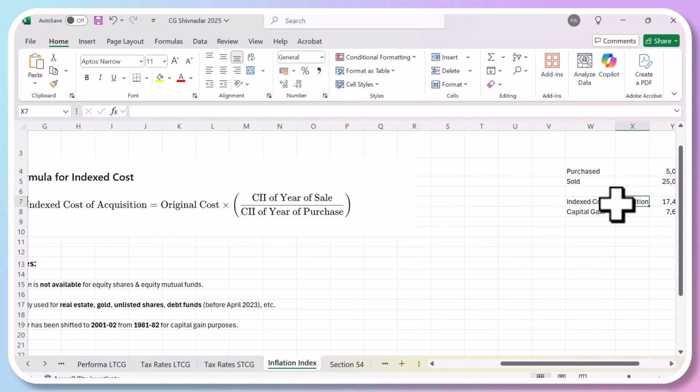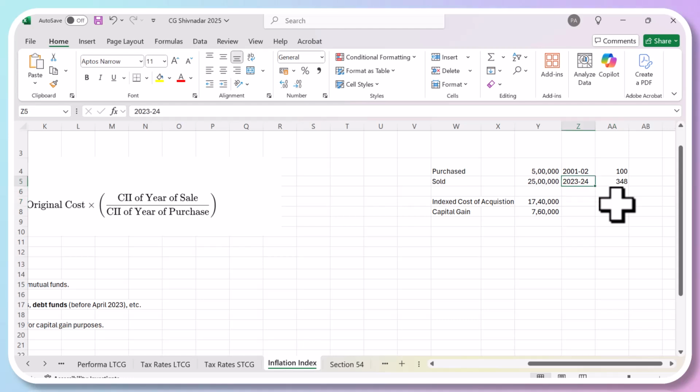Okay. So you bought the land at 5 lakh rupees and sold it for 25 lakhs, after 22 years. So normally your capital gain would have been 20 lakhs. But the government says that you don't have to pay tax on the 20 lakh rupees, which is the difference between the two. You have to calculate the index cost of acquisition. That means you're going to see the index at both the times. So in 2001, the index was 100.